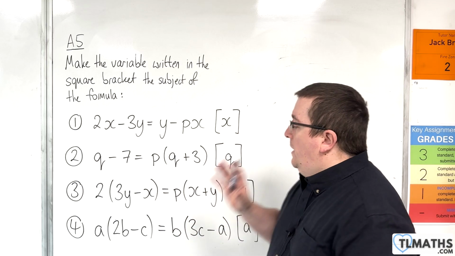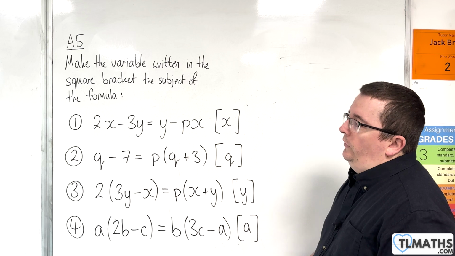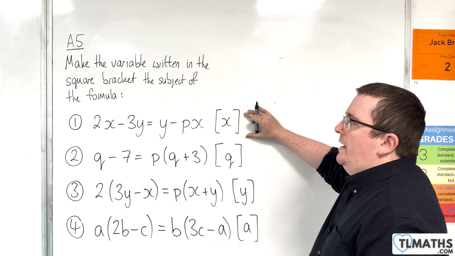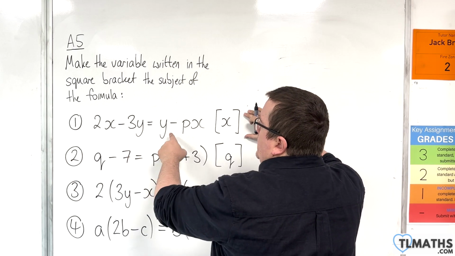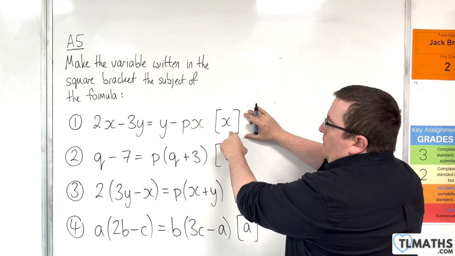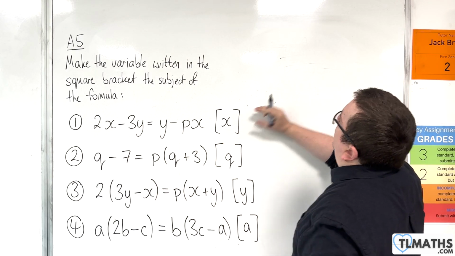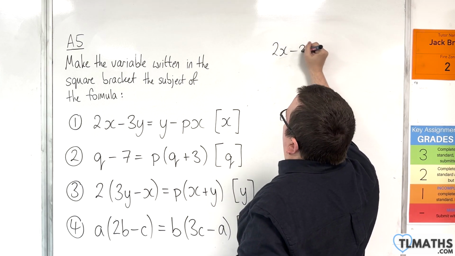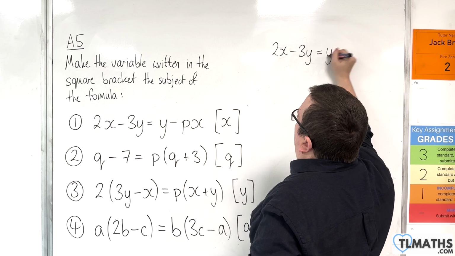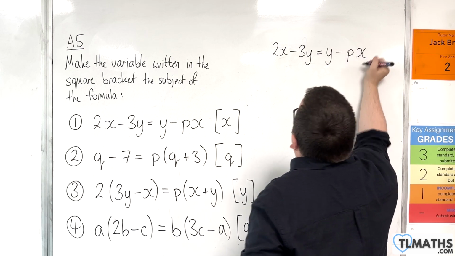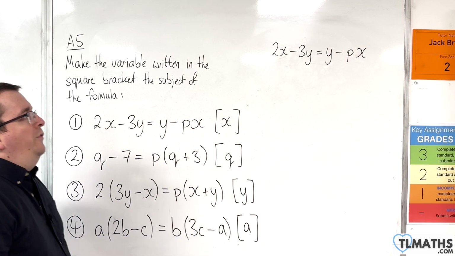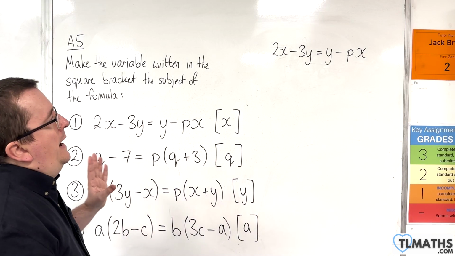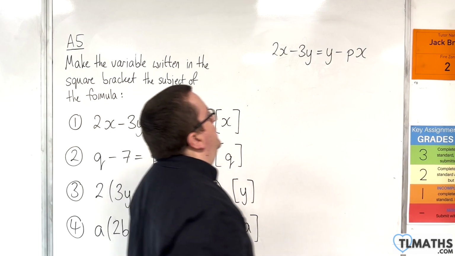So in this video we'll be going through 4 more examples of rearranging formulae, and in our first example we have 2x take away 3y equals y take away px, and we want to make x the subject. Okay, so 2x take away 3y is equal to y minus px. So I want to make sure that all of the x's are on one side of the equation and everything else on the other side.